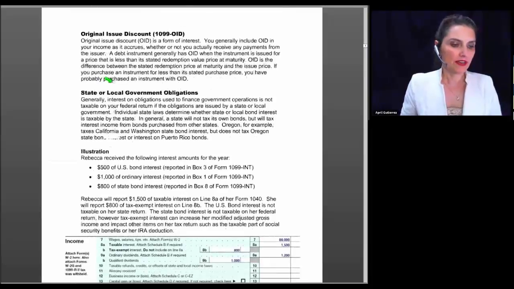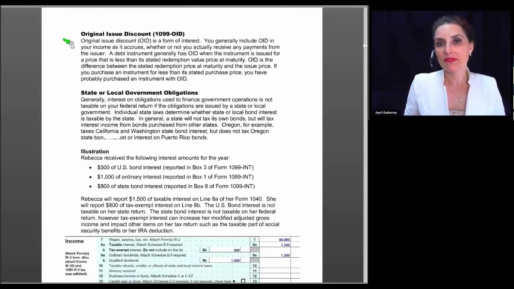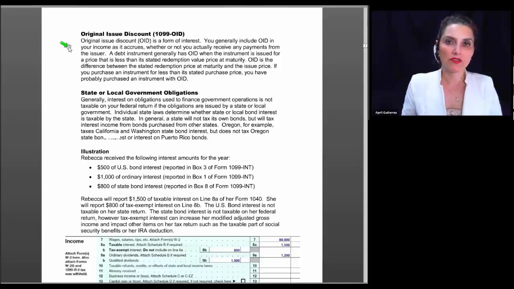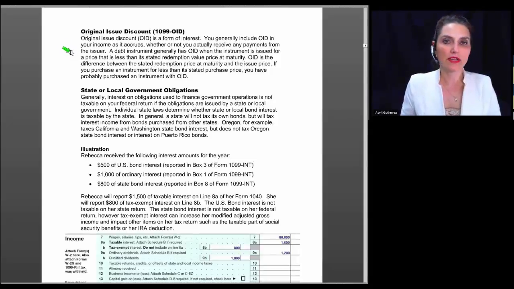Original issue discount, 1099 OID. I don't see 1099 OIDs a whole lot, but they're not incredibly rare either. There's a few that come across my desk each tax season. OID is a form of interest, and you generally include OID in your income as it accrues, whether or not you actually receive any payments from the issuer.